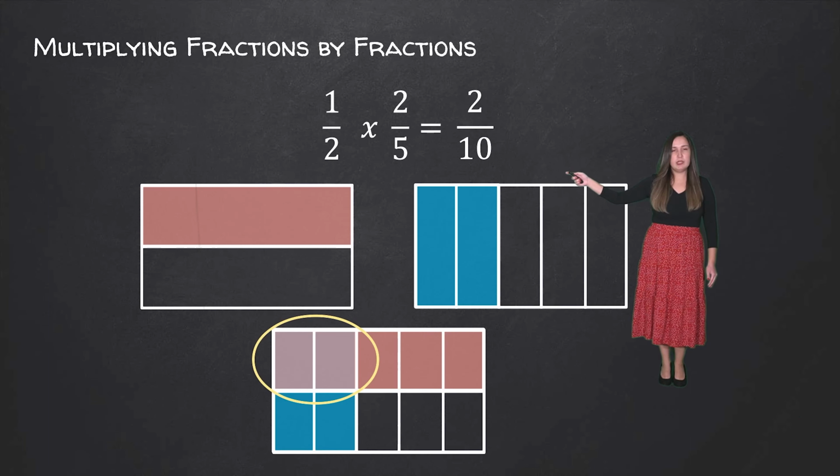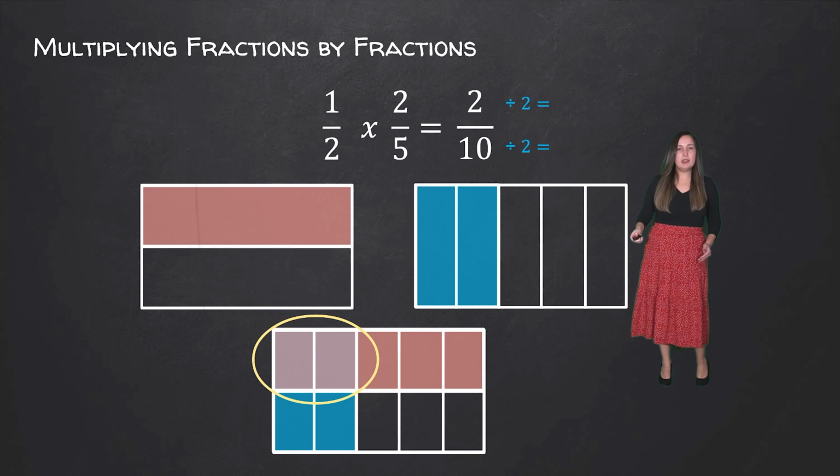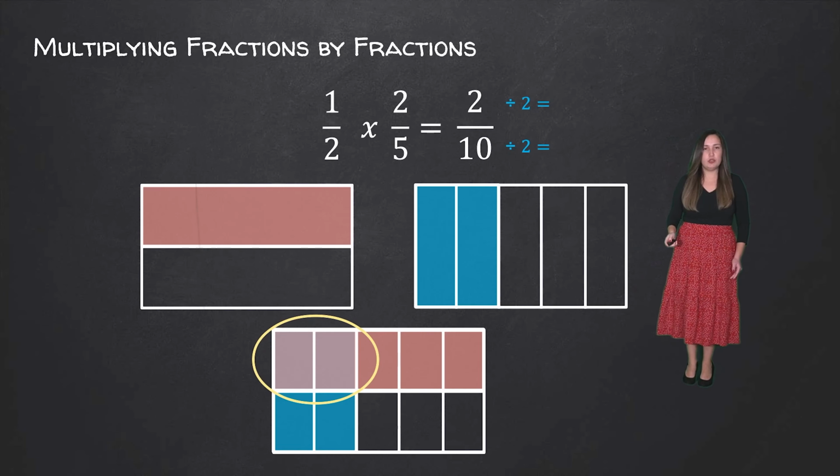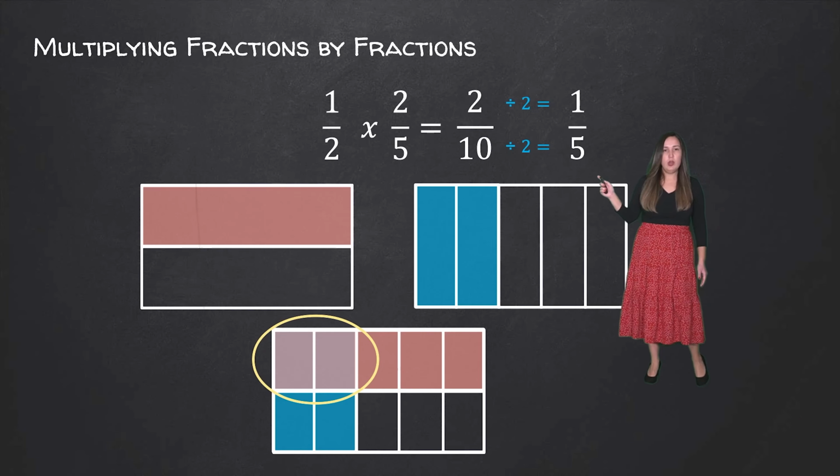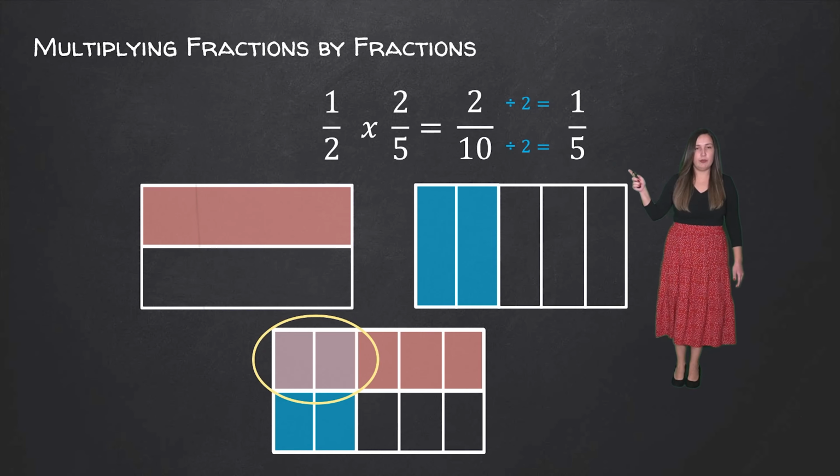And now what we're going to do is simplify this fraction. We can divide both the numerator and the denominator by 2. 2 divided by 2 is equal to 1, and 10 divided by 2 is equal to 5. So 1 over 2 times 2 over 5 is equivalent to 1 over 5.